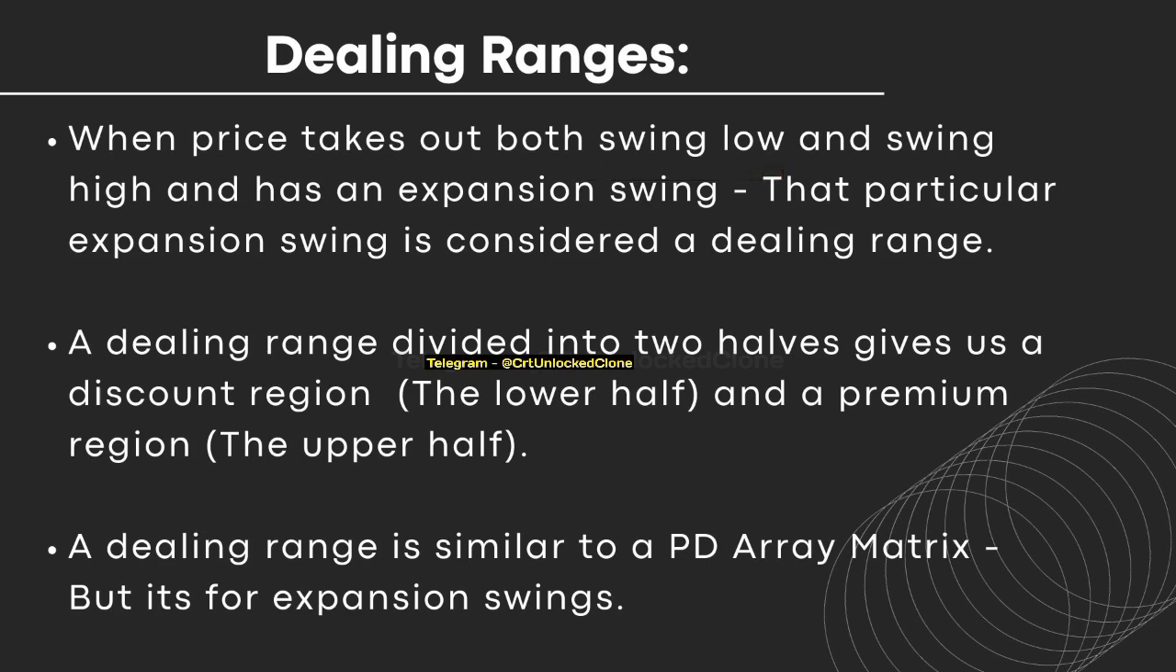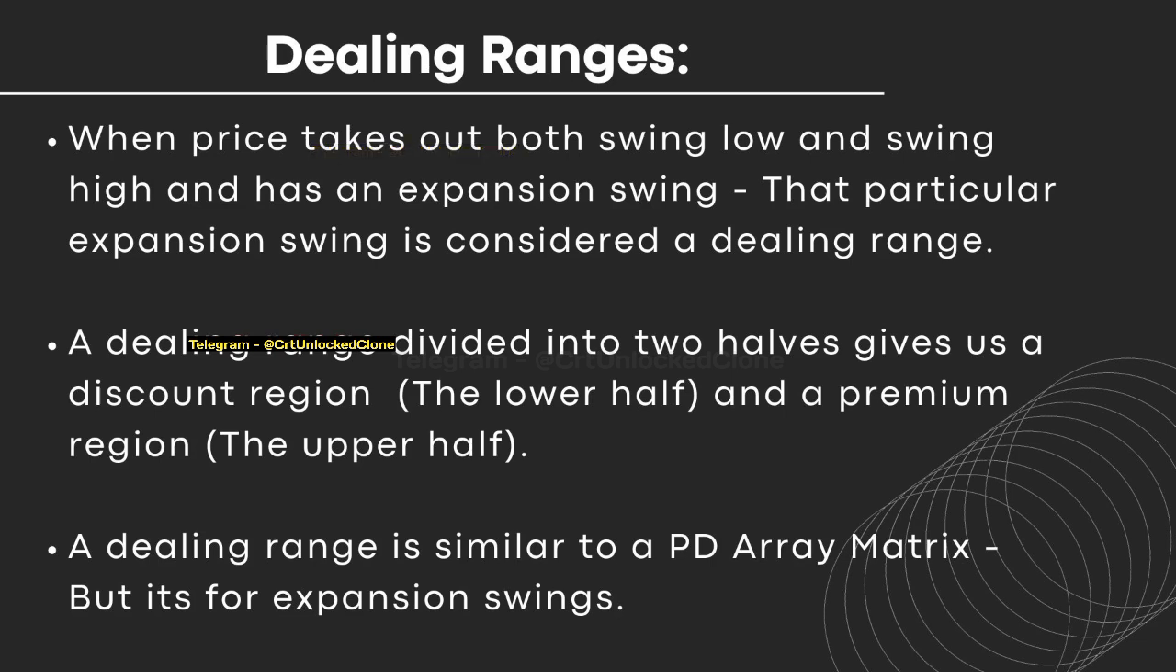A dealing range is formed after price takes out both sides of a range and expands, and when that swing is divided into two halves, it gives us a dealing range with discount and premium regions, which we can potentially use for making better trading decisions, or they can assist us in our higher time frame analysis and thought process.